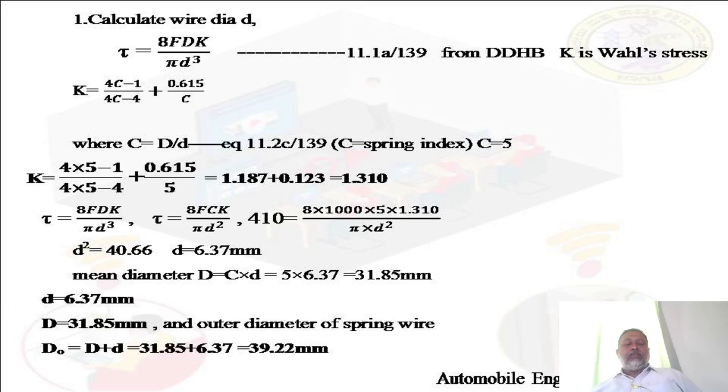Then finally we will have mean dia by multiplying with C, that is nothing but 31.85, and we will calculate D naught equal to D plus small d, that is 31.85 plus 6.37. When you add it, you will have 39.22 mm.